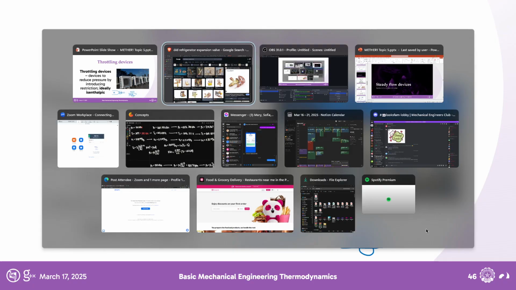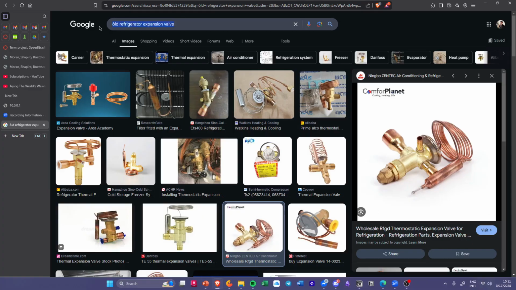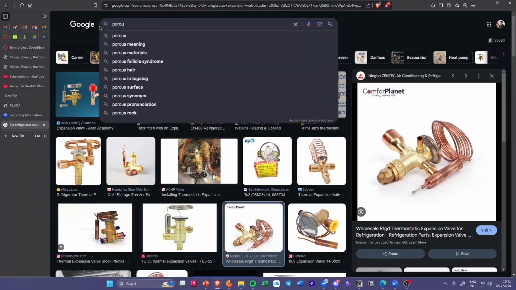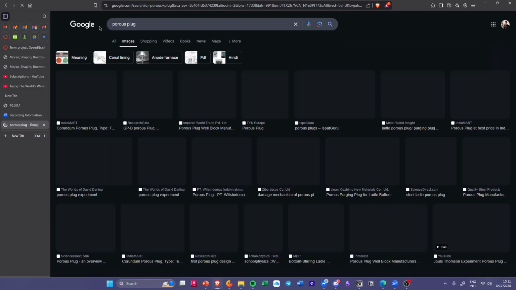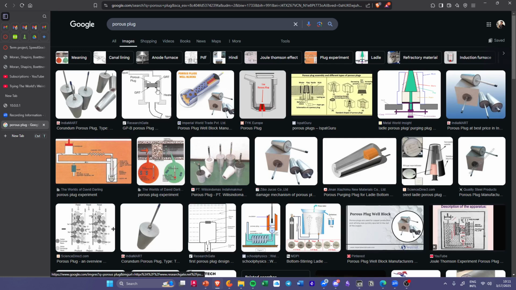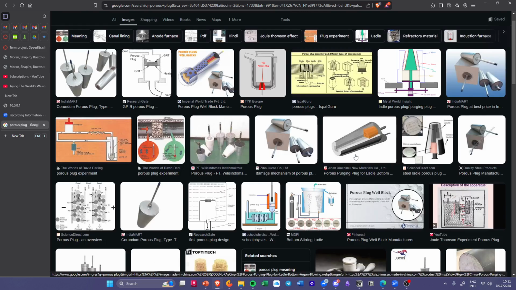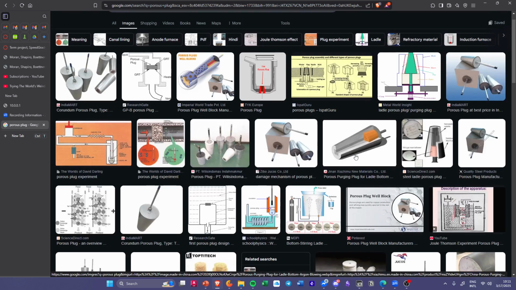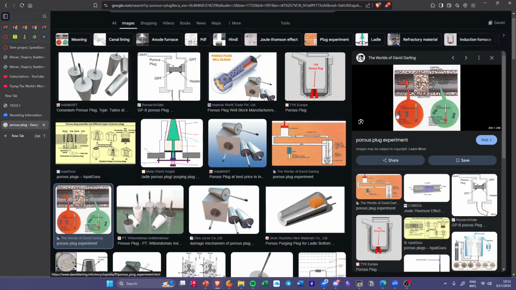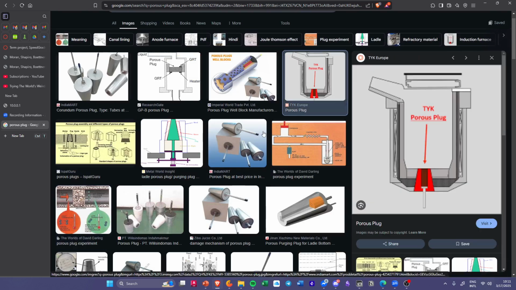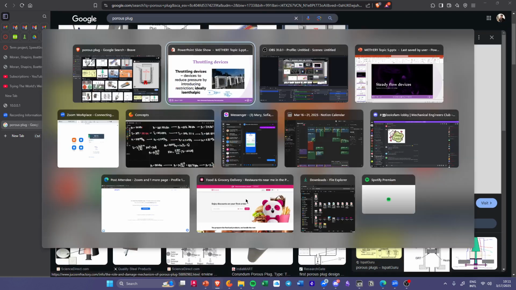There's also this thing, I haven't seen this a lot, which is called a porous plug. It looks like a stent, for the people here who are doing biomedical engineering. This is what they use to unblock the blockages in someone's heart, right? So porous plug, I really have no clue what these are.